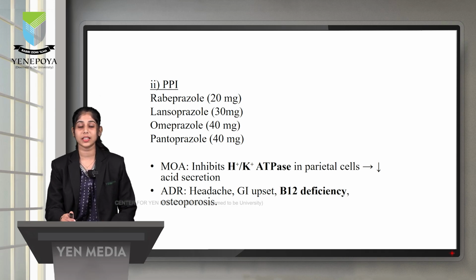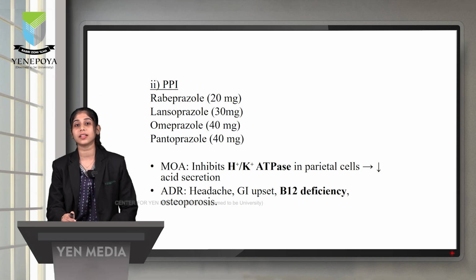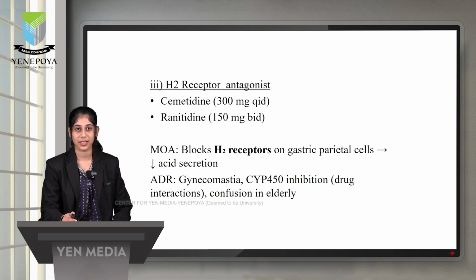We have the ADR here. The important ones are GI upset, followed by headache, vitamin B12 deficiency, as well as osteoporosis, that is nothing but inflammation of bone. Third category, we have H2 receptor antagonists, and the drugs classified under this category are cimetidine, that is 300 mg QID, which is 4 times a day, as well as ranitidine, that is 150 mg BID, that is twice a day.